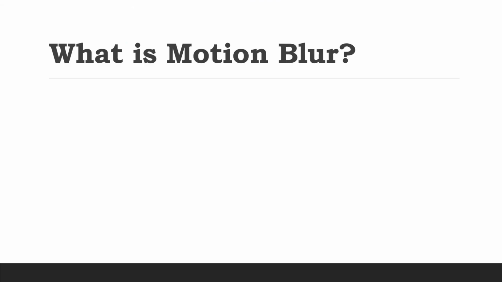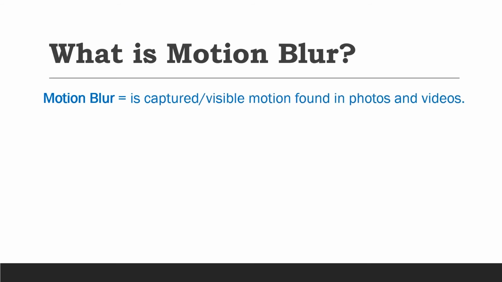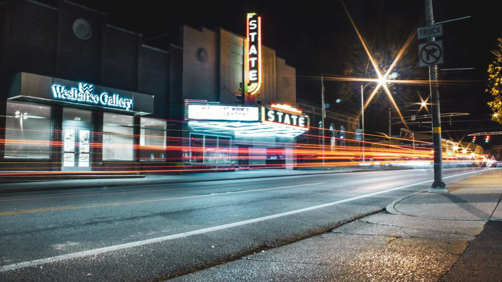Another reason why you might want to choose shutter speed priority is to capture or avoid motion blur. But what is motion blur? Motion blur equals captured motion within a photo or video. In photos, motion blur appears as a blurry streak that is only present during physical motion.